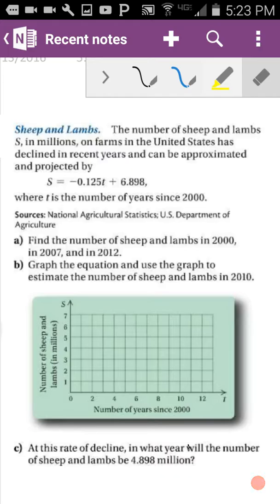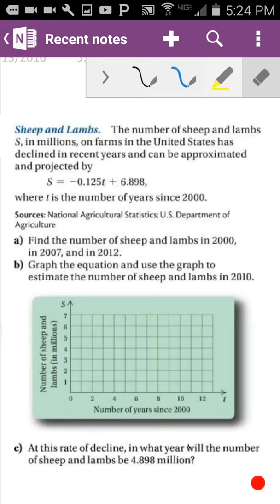So what we are asked to do is first find the number of sheep and lambs based on this equation in 2000, 2007, and 2012. And then next we're going to graph those numbers and then estimate the number of sheep in 2010 by looking at the graph. And then third, we're going to figure out how many years it'll be until the sheep reach 4.898 million and what year that will be.